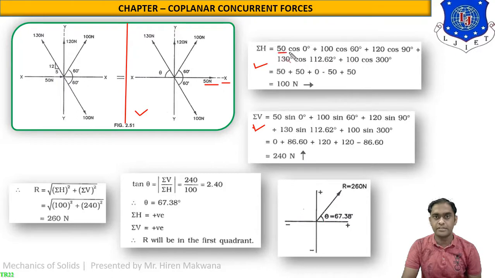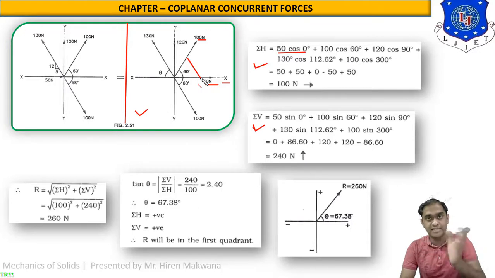So first value is 50 cos 0. The second angle, with the force of 100 Newton, is 60 degrees with the x-axis. So all the angles should be measured with the positive x-axis only, not from the y-axis, not from any other forces. Always start from the x-axis again and again. So the second force is 100 Newton, the angle is 60 degrees, so the value is 100 cos 60.